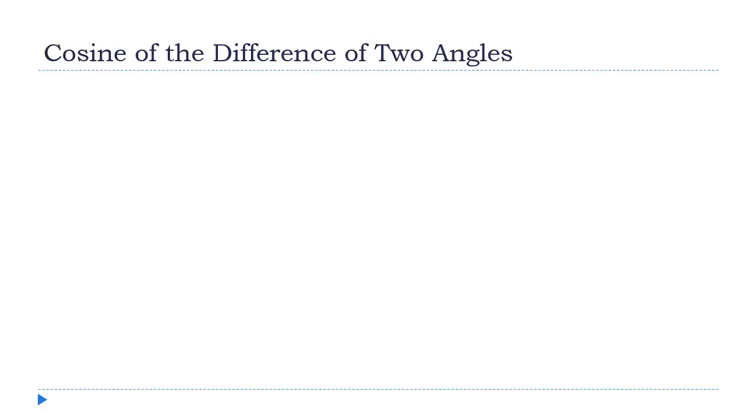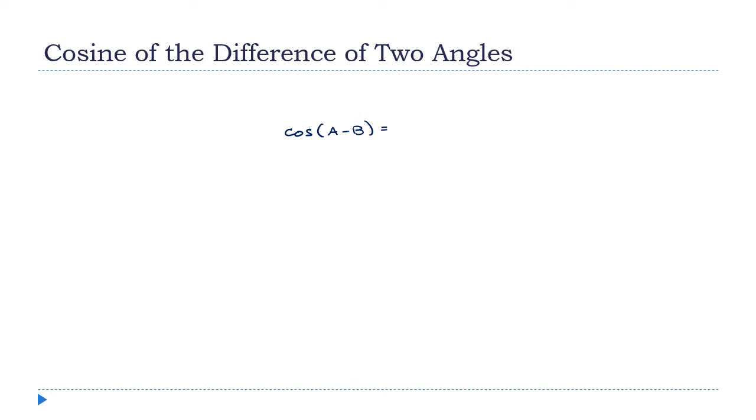So our next step is going to be to look at something that's a little busier, a little more complicated. I want to see if I can find a formula for the cosine of the difference of two angles. For example, I have something like cosine of A minus B, and I want to know what does that equal.